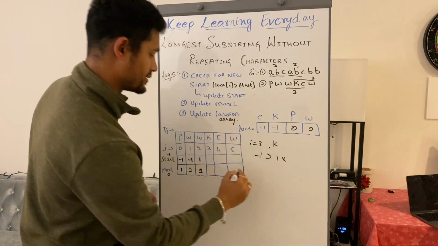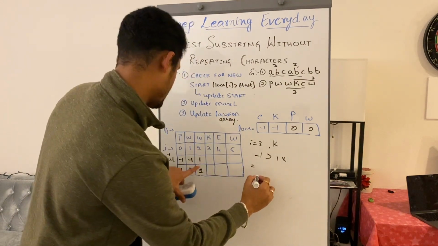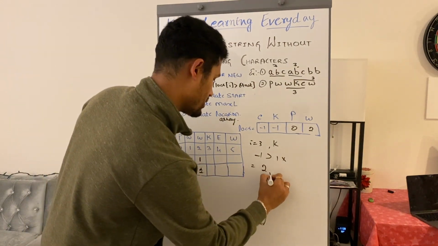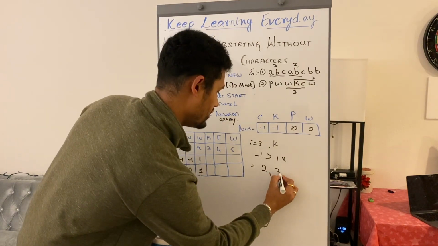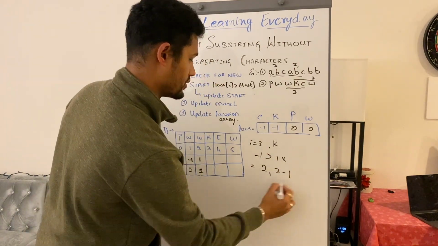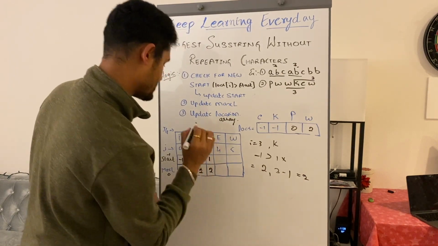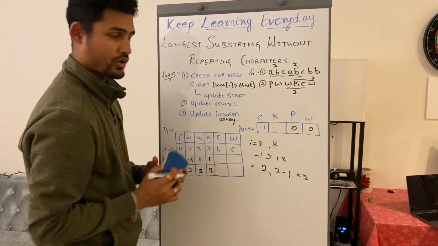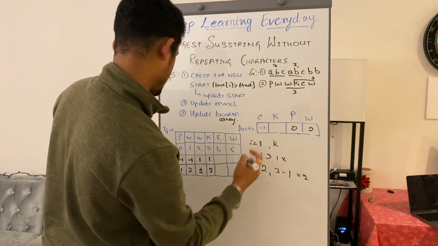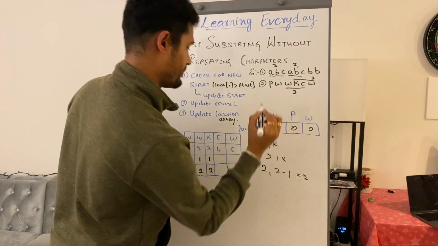We go and update our maximum length. So maximum length is equal to the previous maximum, 2, comma, i minus start. i is 3 minus start is 1, so in this case we get just 2. So we don't update our start. Then we go ahead and update the location of k, which is equal to i, 3.